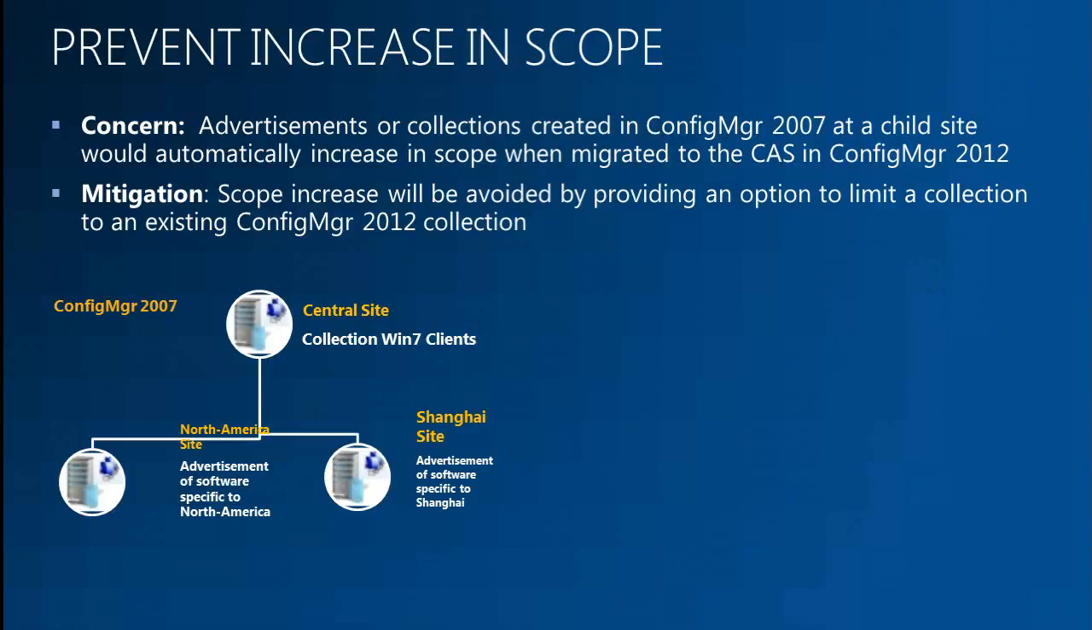And so one of the other things I talked about is increasing in scope. So when you do a migration, so let's say you configure migration for all your primary sites. So you've got, in 2007, you have a central site, and you have a primary site in North America, and you got another one in Shanghai. And let's say North America, you have decentralized operations. And so you got a set of admins there in North America, and you got a set of admins over here in Shanghai. And they're all doing their own thing.